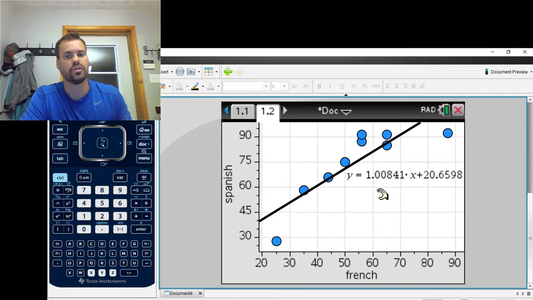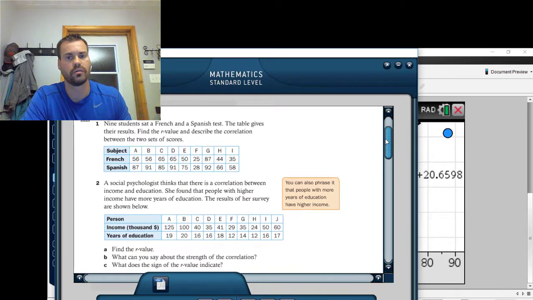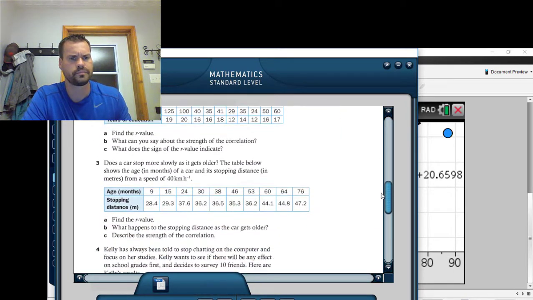So the only other linear correlation kind of question you're going to be asked is to actually extrapolate or interpolate. So take a value of X and plug it in, or take a value of Y and plug it in. So I don't know if it does that here.